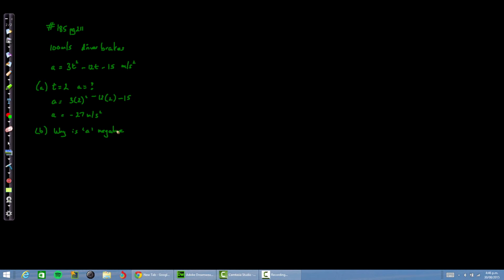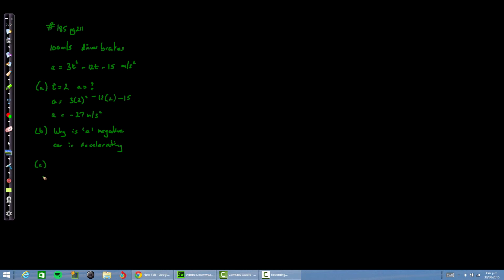Well, when you've got a negative acceleration, it actually means deceleration. So in other words, the car is slowing down at 27 meters per second squared. So the velocity is going down at 27 meters per second every second. So i.e. the car is slowing down, decelerating. Okay, moving on to C.